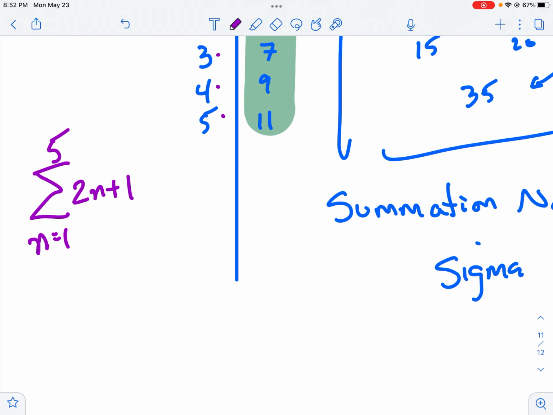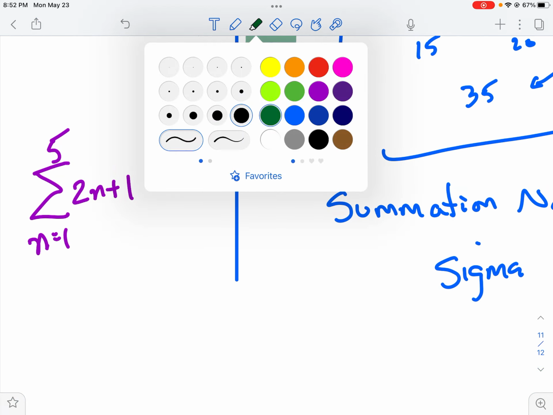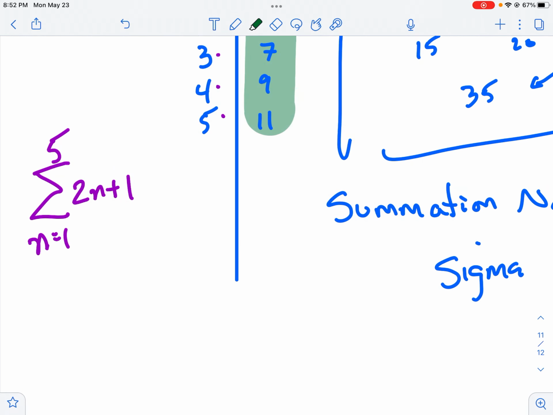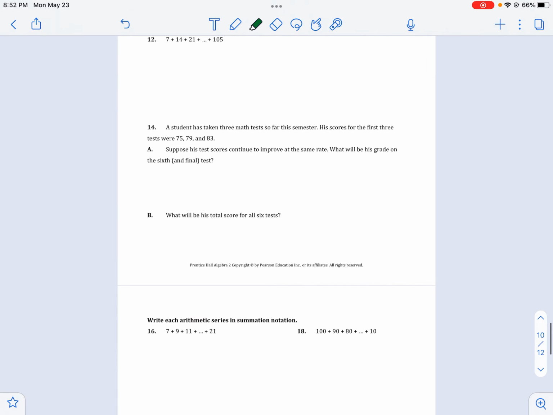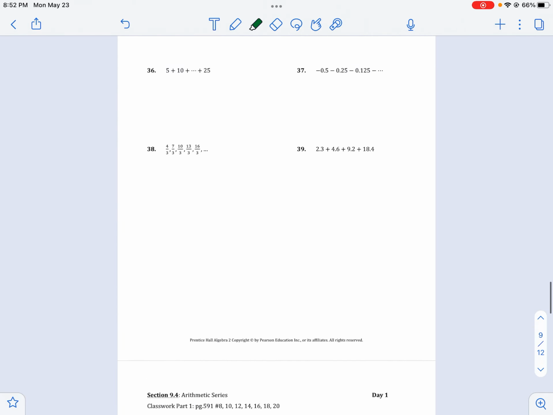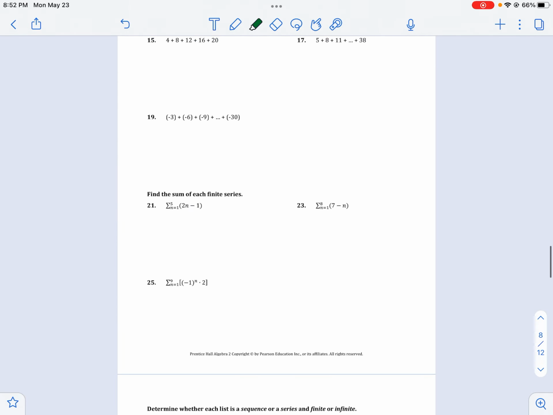And this thing tells me, and I'm going to use the highlighter tool to point it out, it tells me as a user to add up the first 5 terms, starting at the number 1, using this as the function. That's the information it's telling me, and that's what it's asking me to do. So how do I do that in practice? Let me find a good example here.